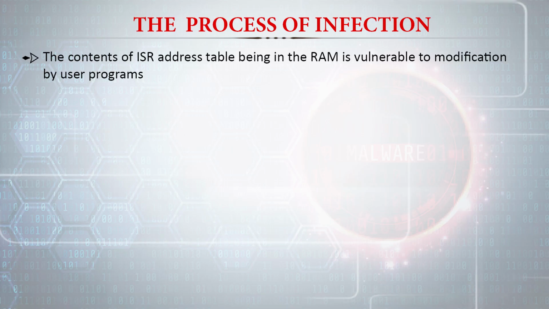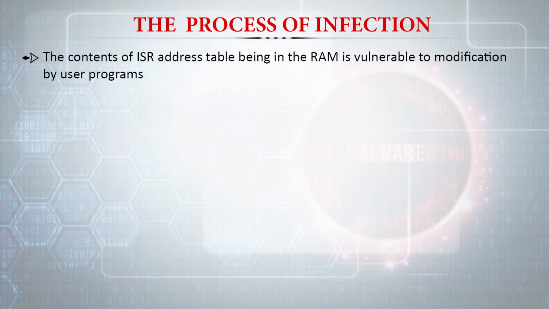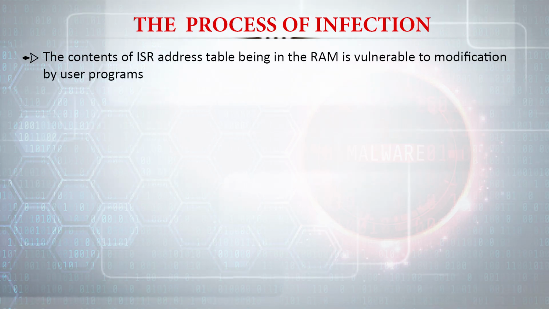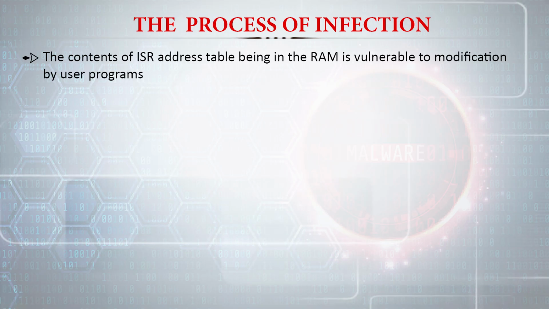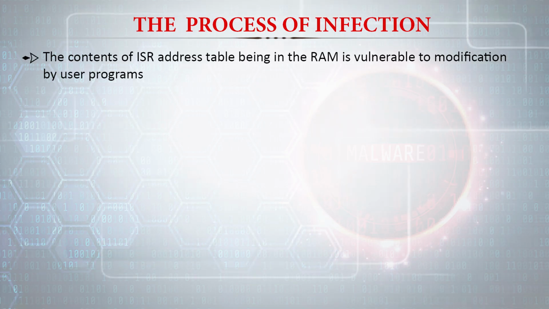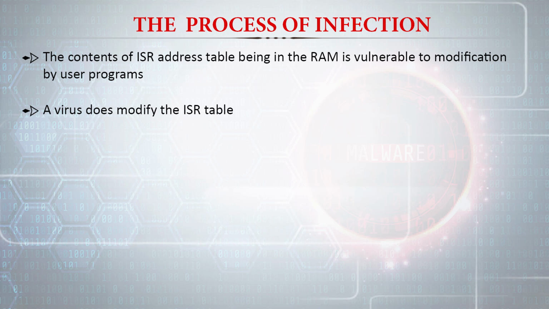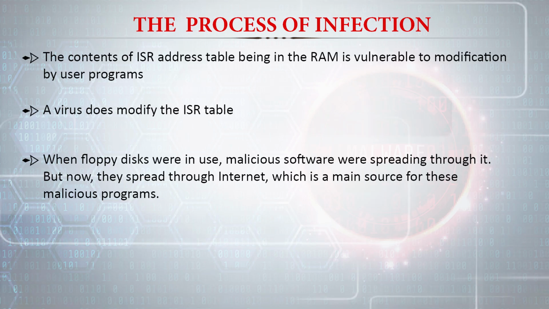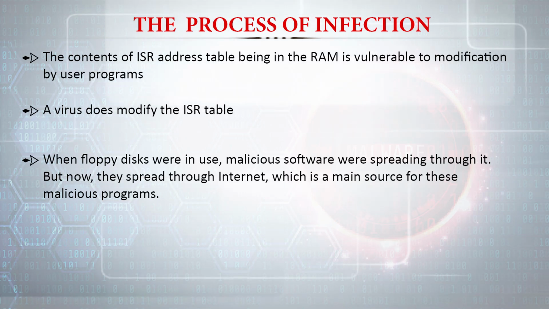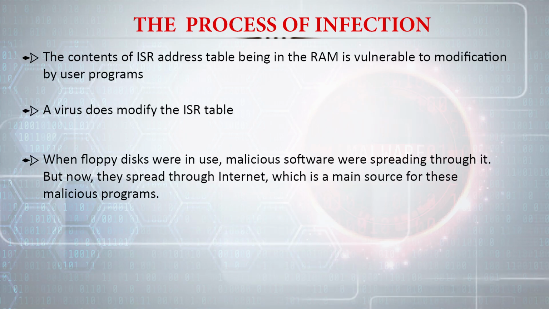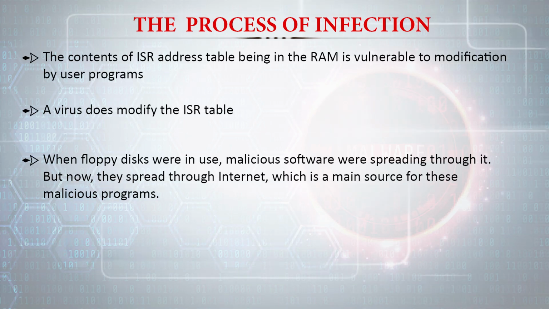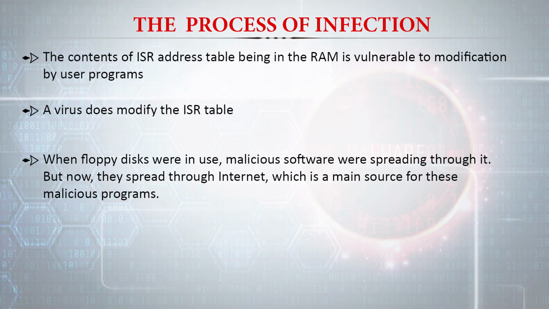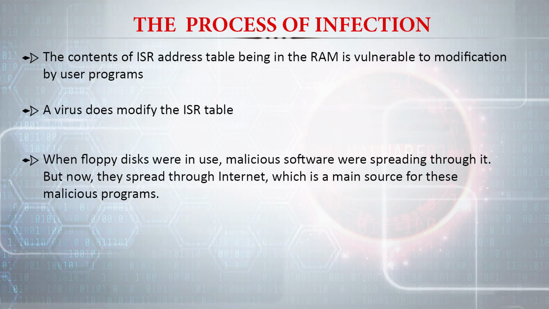The contents of the ISR address table, being in the RAM, are vulnerable to modification by user programs. So these routines are also vulnerable to modification, and viruses do modify these tables where the interrupt service routines are stored. When floppy disks were in use, our whole discussion about the process of infection was related to the operating system being stored on a floppy disk and used to boot your system. Now things have changed.